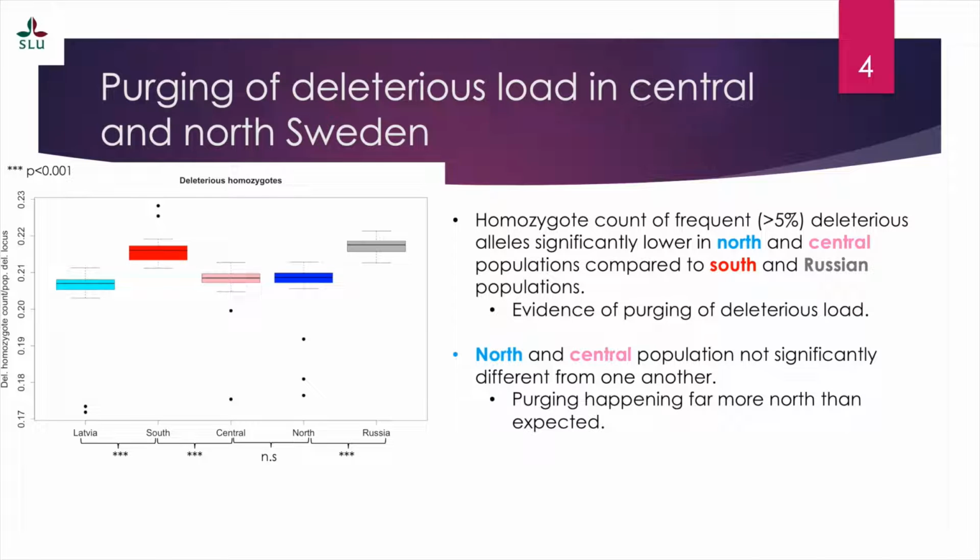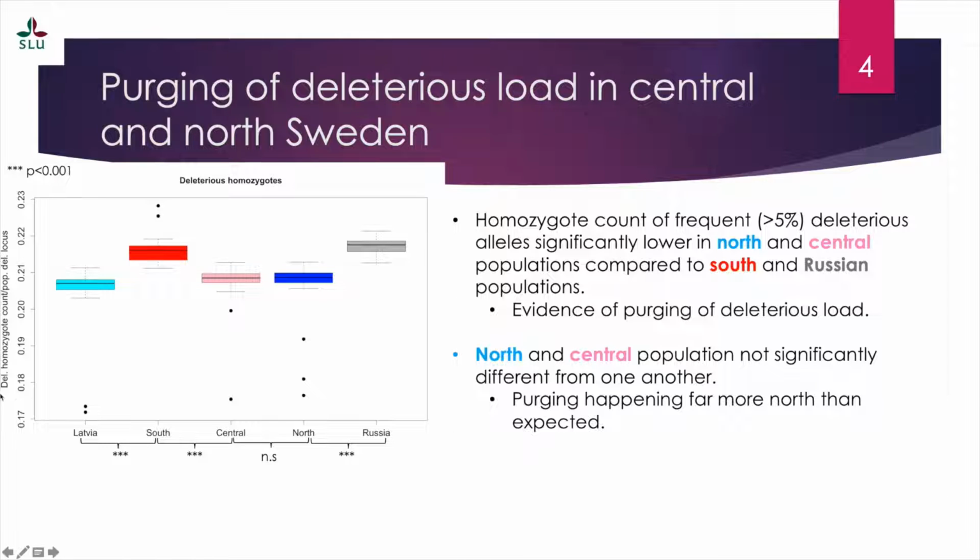Okay, going into the results here, I just want to point out that I am only using deleterious alleles with frequency higher than 5% in these results. This is quite simply because it is going to be easier to see the differences in the admixing populations using the higher frequency alleles.